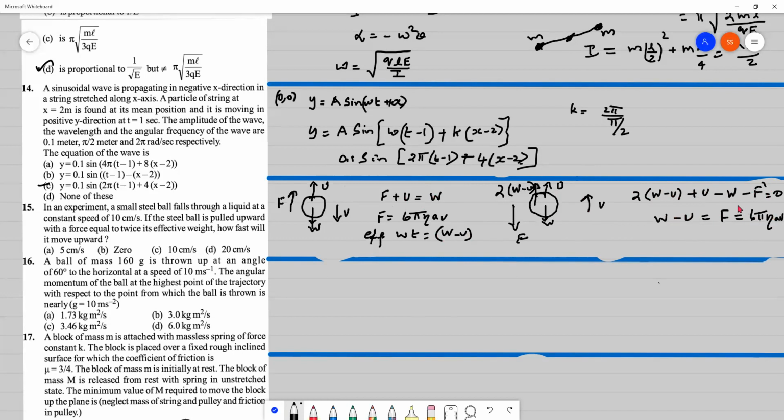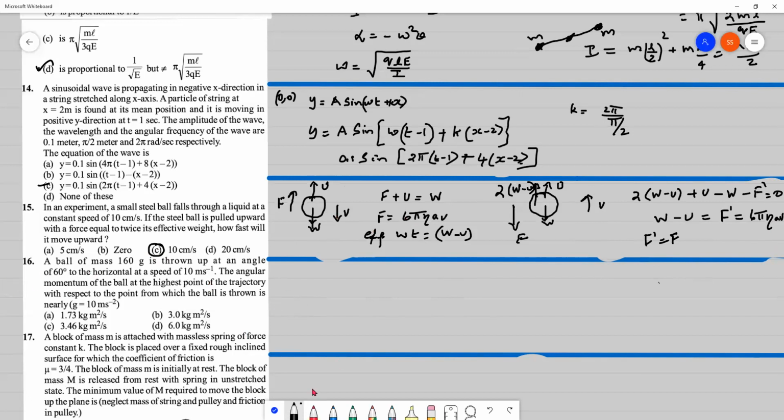Maybe if this is F dash, here the viscous force is F dash, means this F dash is equal to F. That means that both the velocities, the terminal velocity, should be equal. So it should be 10 centimeter per second only, because this is 10 centimeter per second. So this is upward 10 centimeter per second.